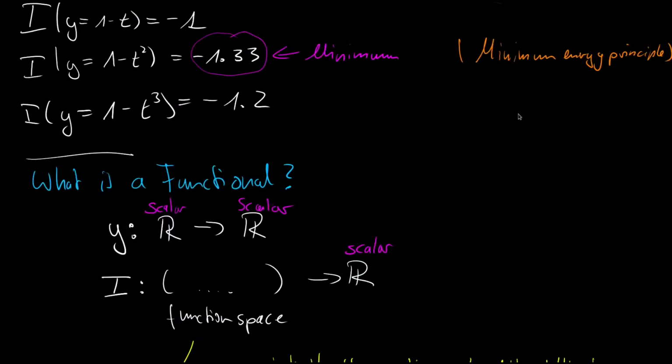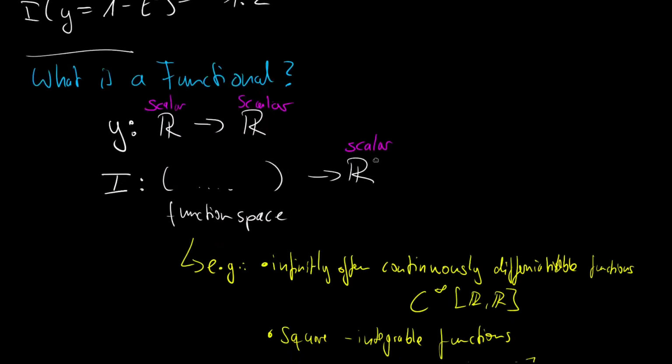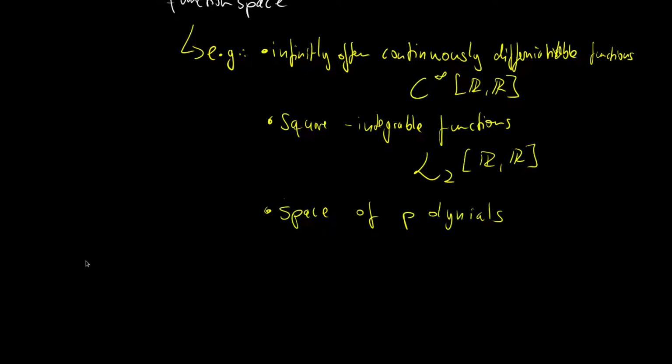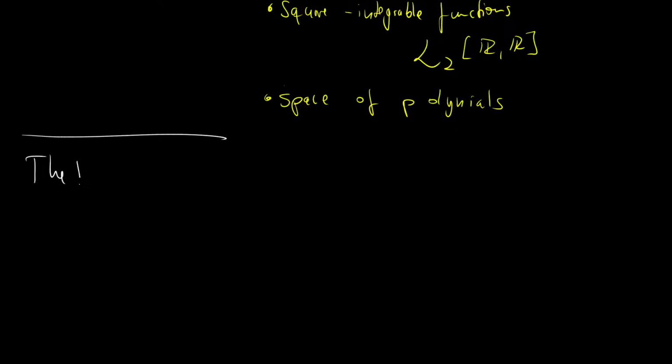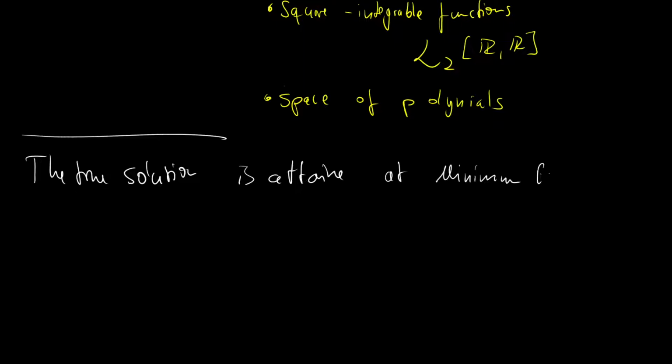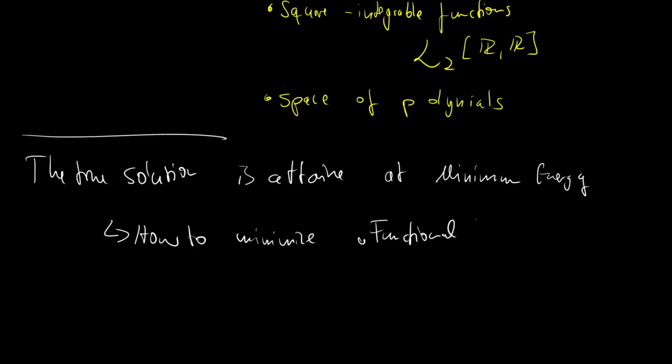Okay, but going back to our suspicion that we have a minimum energy principle, this could bring up the conjecture that the true solution is attained at minimum energy. Well, this makes sense. Nature is trying to reach a minimum energy state. This then raises the question of how to minimize a functional. A good approach, which we also know from functions, would be to build the derivative and set it to 0. And this is actually the correct way of doing it.